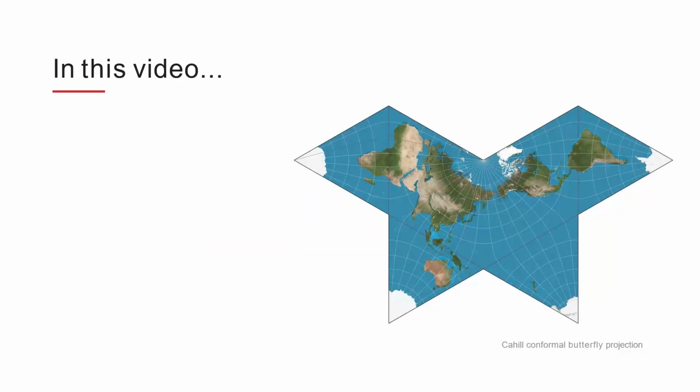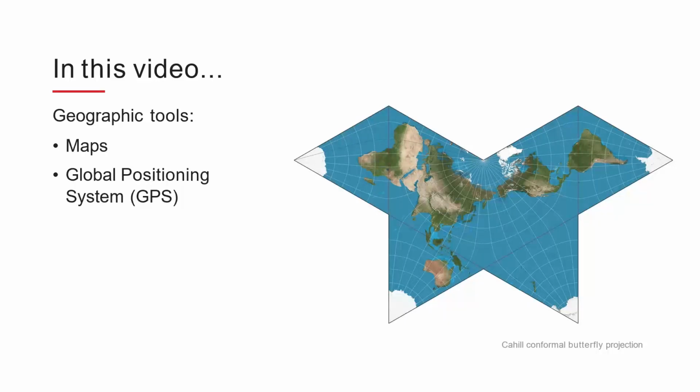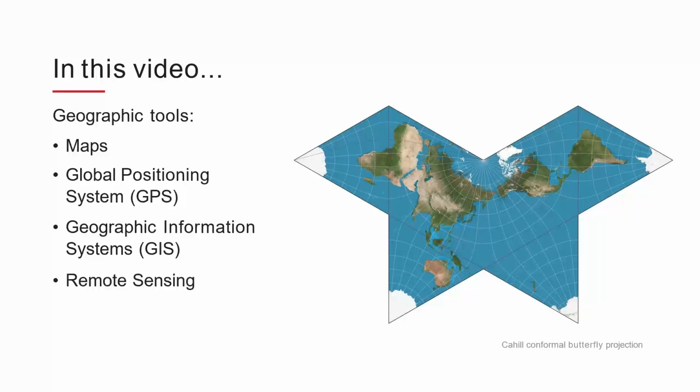In this video, we will cover the following tools: maps, the Global Positioning System, or GPS, Geographic Information Systems, or GIS, and remote sensing. We're going to spend a bit of time on maps, and then we'll be able to cover the other three pretty quickly.